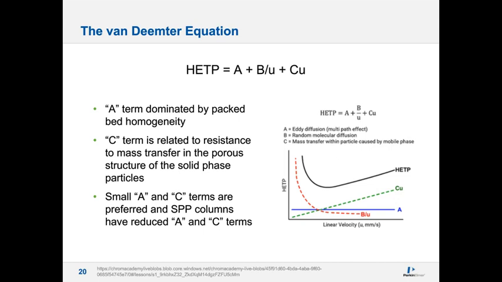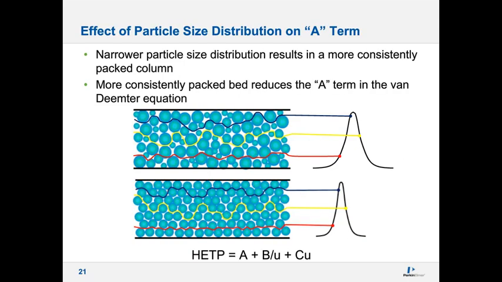So SPP columns have improved efficiency due to the reduction in both the A and C terms of the Van Deemter equation. But what is actually meant by these terms? Eddy diffusion, or the A term, is used to describe variations in analyte flow path within the column and reflects the quality of the column packing.